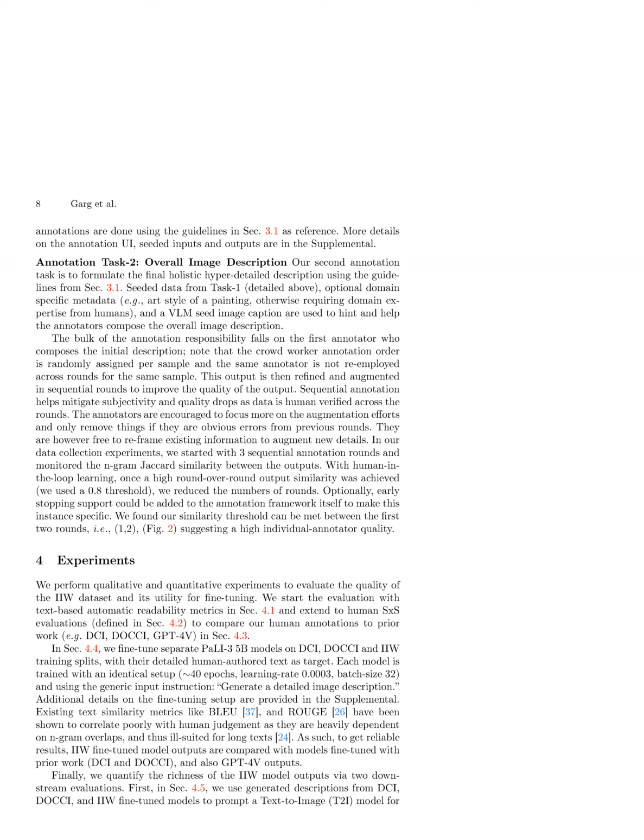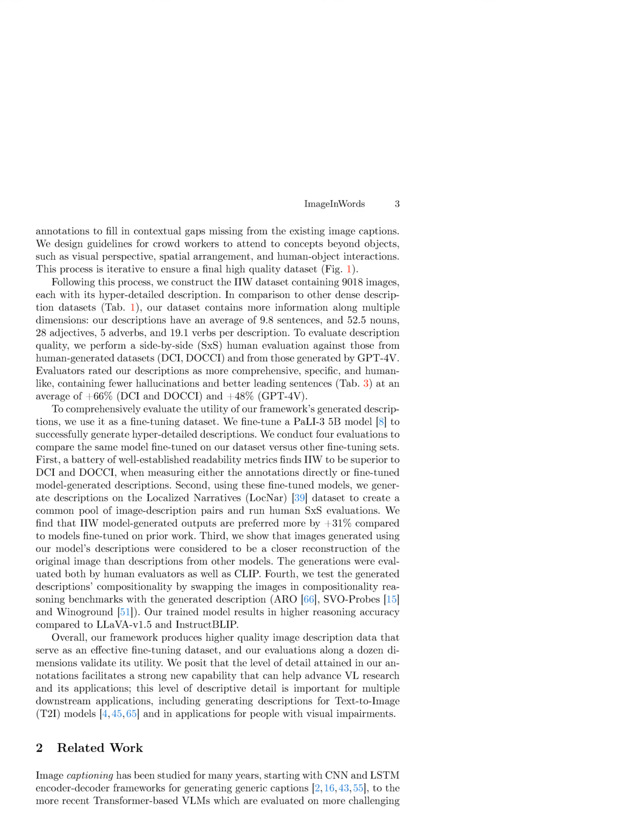The annotation process is iterative to ensure a final high-quality dataset. 7. Guidelines design. Guidelines are designed for crowd workers to attend to concepts beyond objects, such as visual perspective, spatial arrangement, and human-object interactions. 8. Dataset construction. The IIW dataset is constructed containing 9,018 images, each with hyper-detailed descriptions.